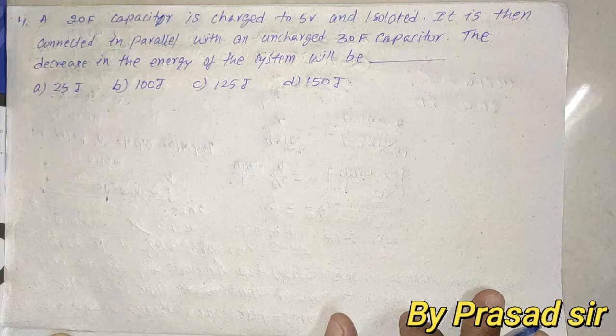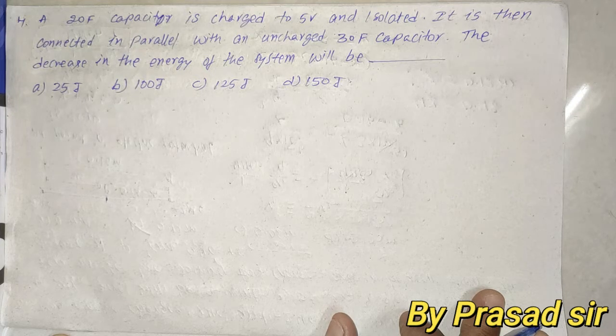Now the question number 4. A 20 farad capacitor is charged to 5 volts and isolated. It is then connected in parallel with an uncharged 30 farad capacitor. The decrease in energy of the system will be?